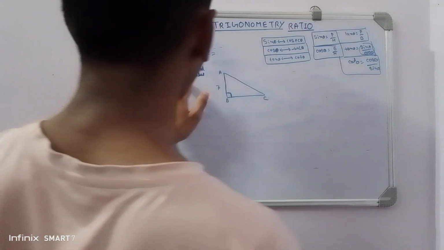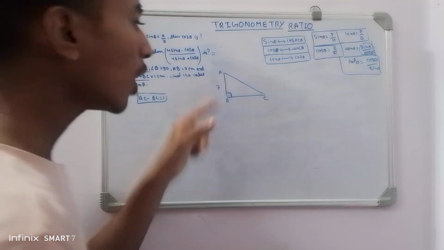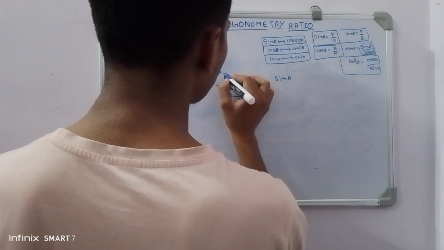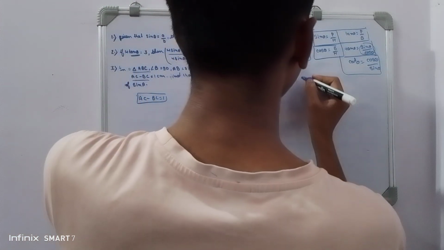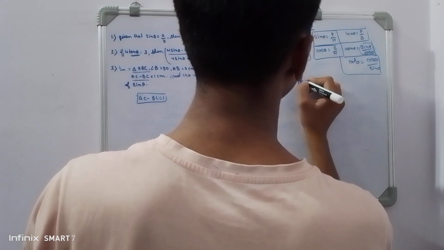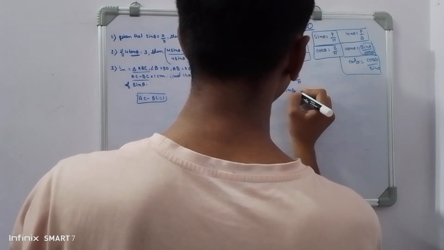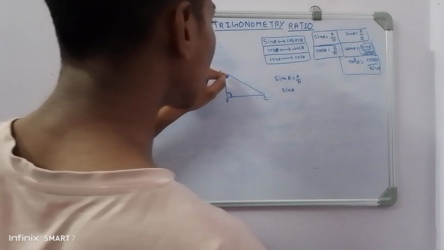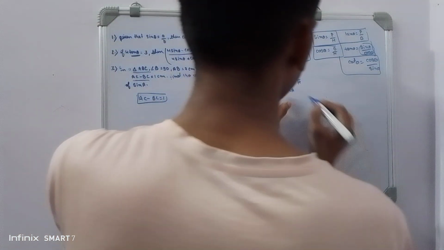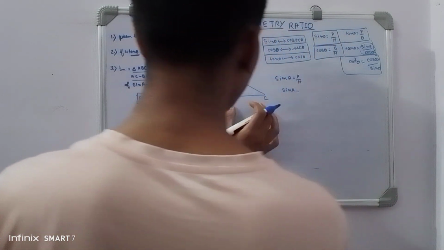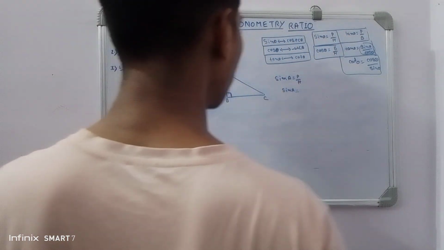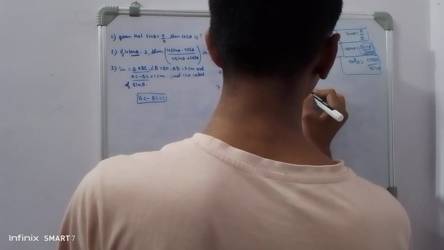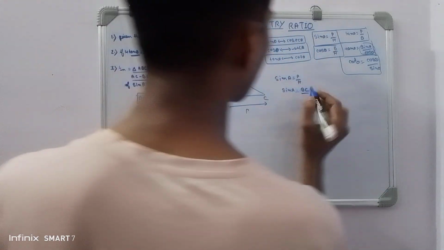Now find the value of sine of A. If you have to find sine of A, you have to take this angle as the reference, and sine theta means P by H. For this angle A, AB is going to be the base and BC is going to be the perpendicular. So at the place of perpendicular you could write BC, and at the place of hypotenuse you could write AC.